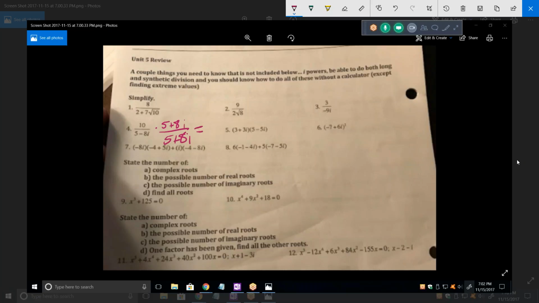Let's do one more of these. Go ahead and do it. What's the numerator become? 50 plus 80i. The denominator?